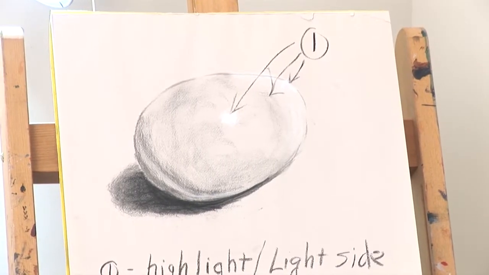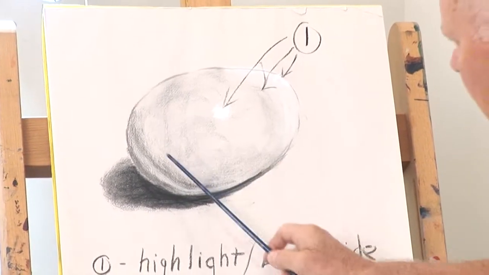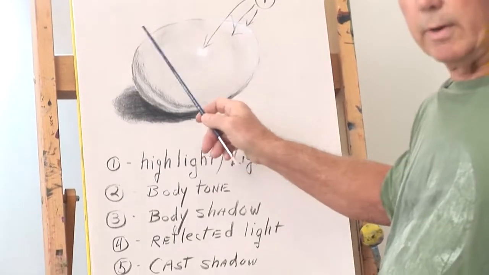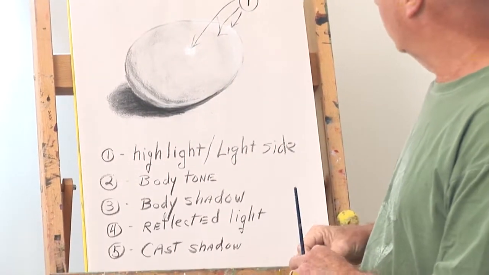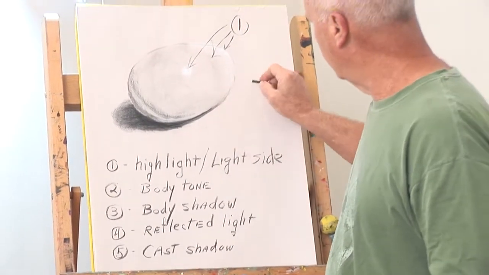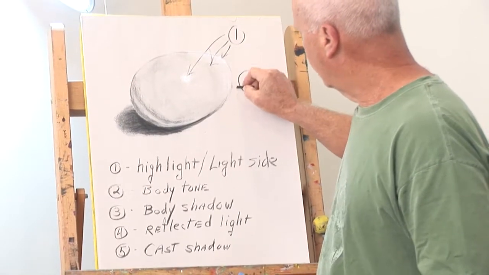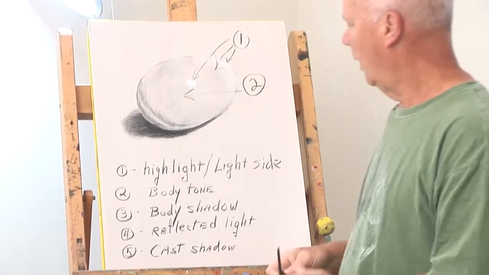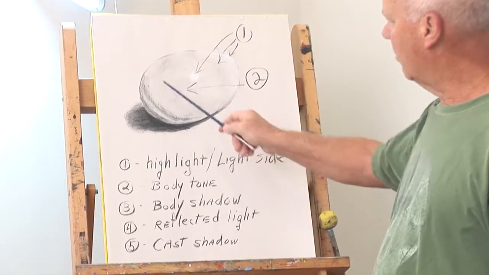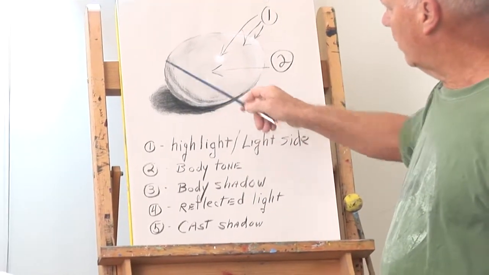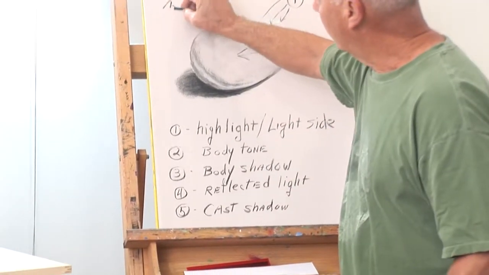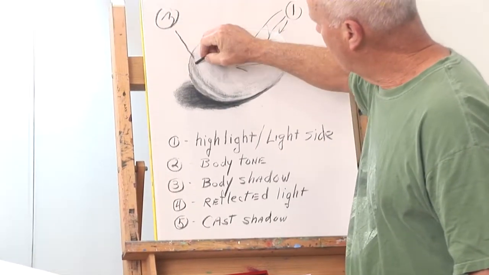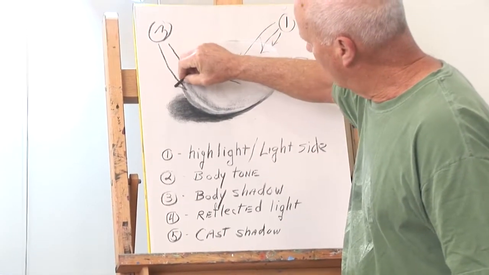The second is the body tone. That is the main color of an object. We'll demonstrate this in a moment with paint and colors on a different object. But number two would be there, our body tone. Number three would be our body shadow. That's this area right through here. So three is here and here.